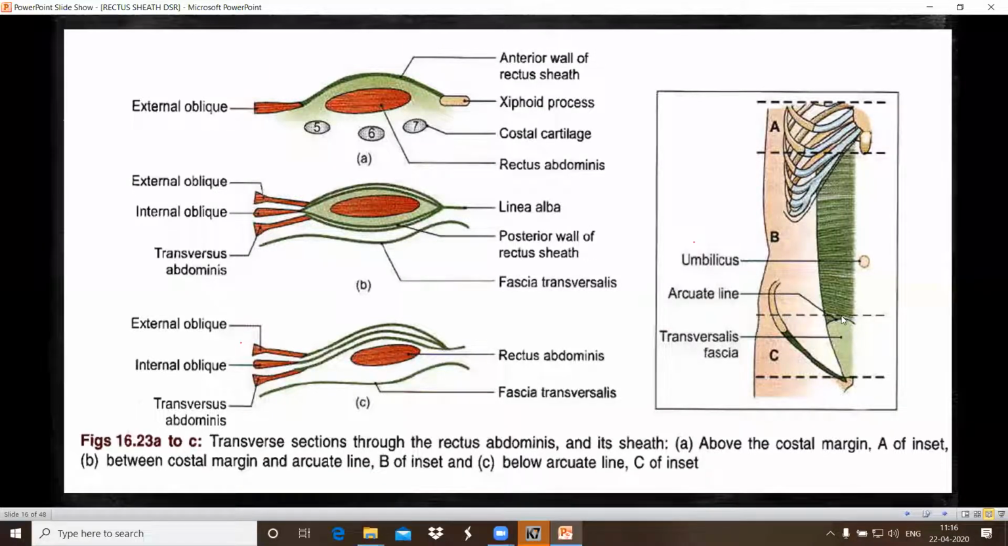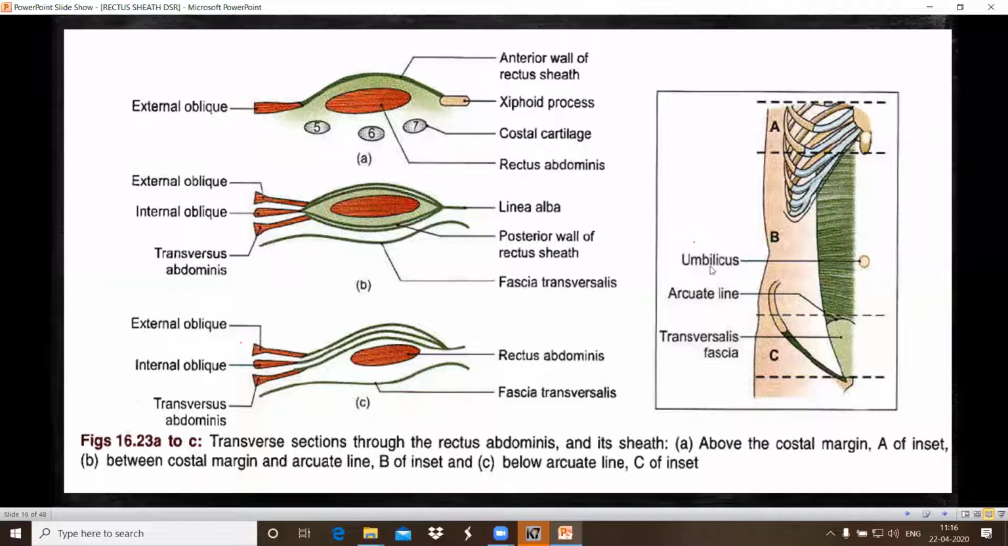Then below the midpoint between the umbilicus and symphysis pubis, it is formed by all 3 aponeurotic layers of the flat muscles of the abdomen. That is, the aponeurotic layers of external oblique, internal oblique and transverse abdominis. So again I am repeating, above the costal margin it is formed by only one aponeurotic layer, the external oblique aponeurotic layer. That's why here the anterior wall is thin.